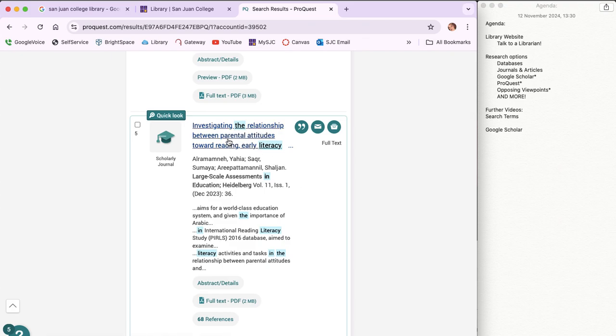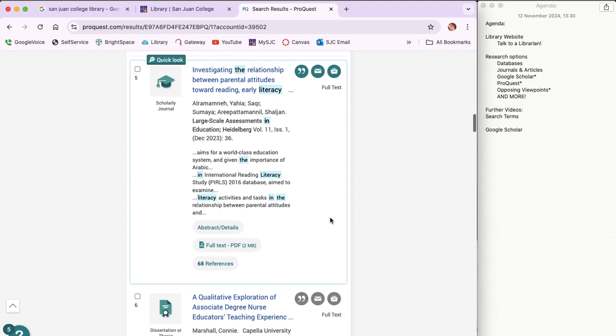Investigating the relationship between parental attitudes towards reading, early literacy. Oh, this sounds like it, right? Because what did De La Peña do? First, he felt like he was one of those people on the outside because he had not read a novel, and quote unquote everyone had read a novel. But then what did he do? He shared that novel with his dad, and they both began to talk about reading and writing.